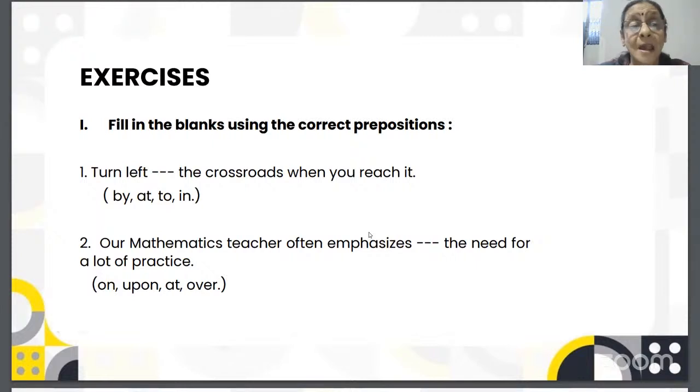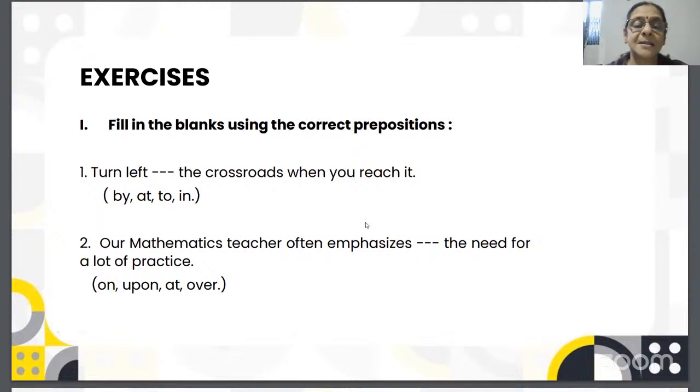We say turn left at the crossroads when you reach it, because at always shows a specific point. By shows that it is nearby. If you want to turn left before you reach the crossroads, a crossroads being a junction, then you can say turn left by the crossroads. But here the question is when you reach it. That means when you reach the crossroads, it is a specific point, you have to turn left. So it is at.